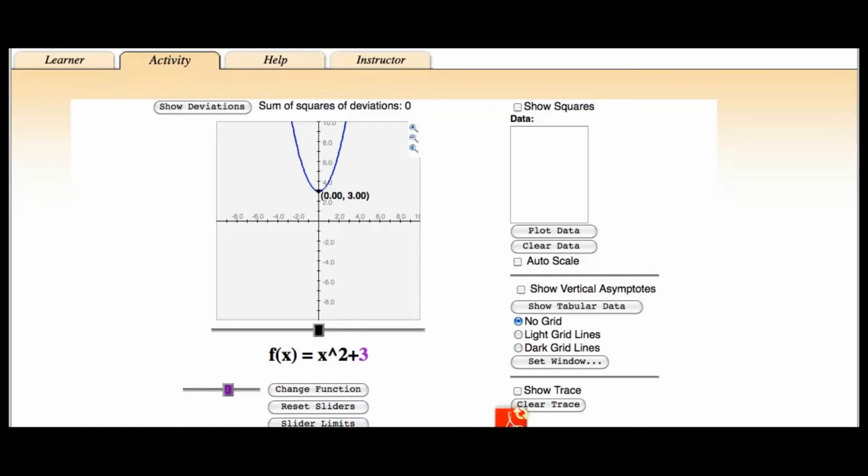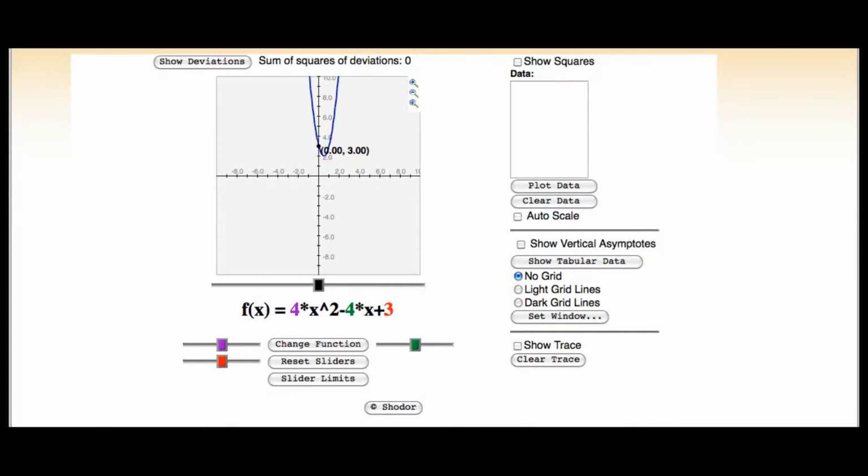So this number right here is the y coordinate in the coordinate pair. Now we will be looking at a more complicated version of a quadratic function. Now this is 4x squared minus 4x plus 3. We see that the purple number right here is the one in front of the x squared. When we increase it, the width of the parabola becomes smaller. Now notice what happens when we decrease it.